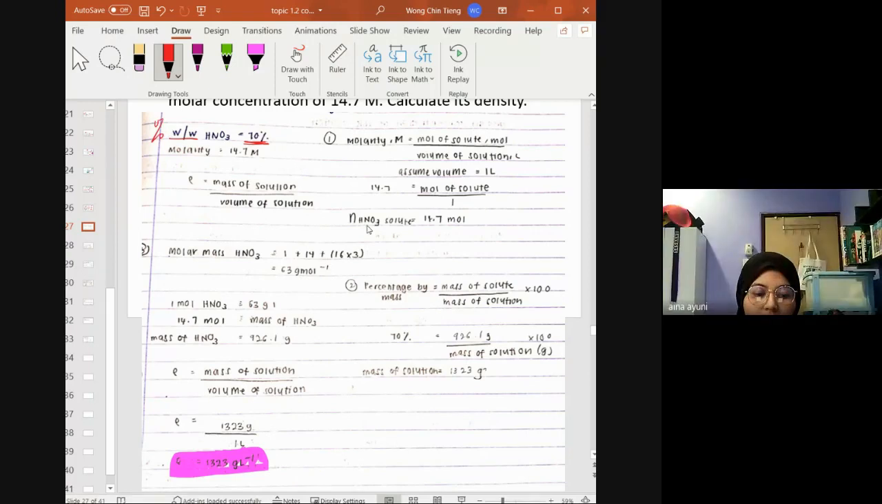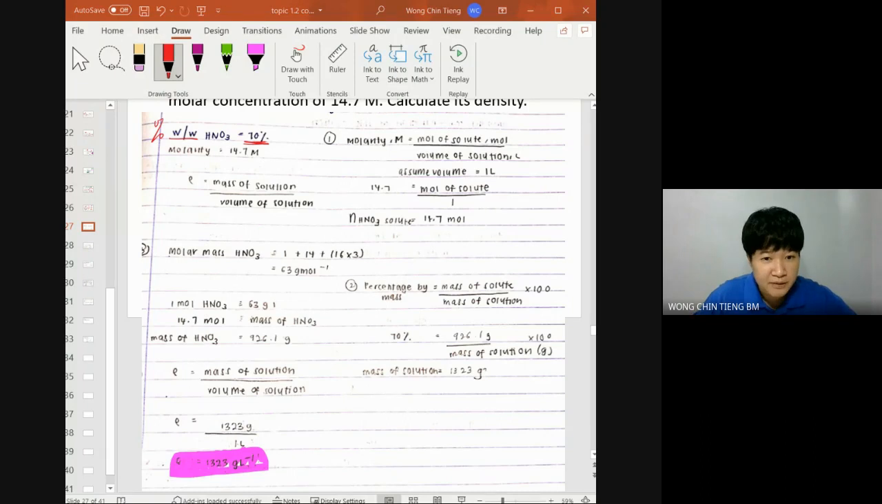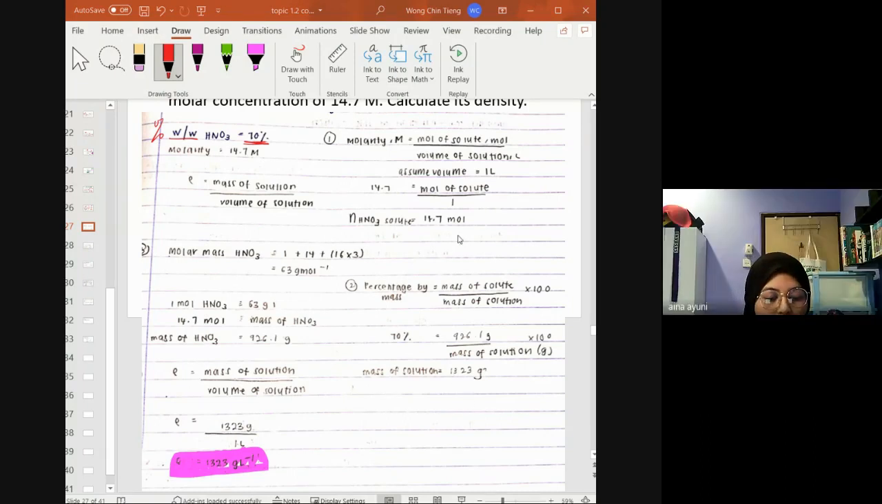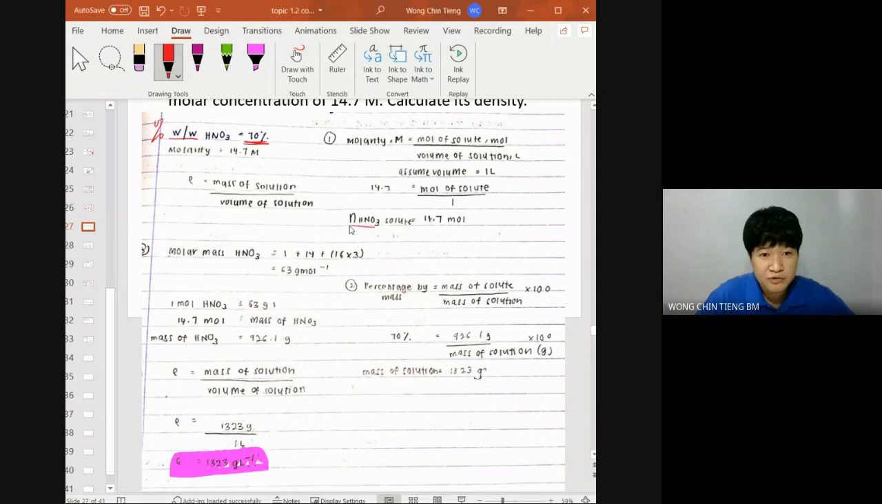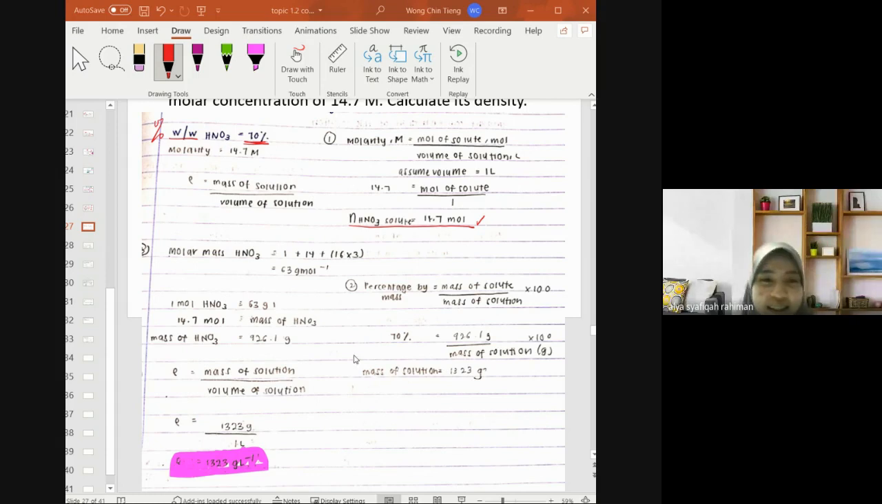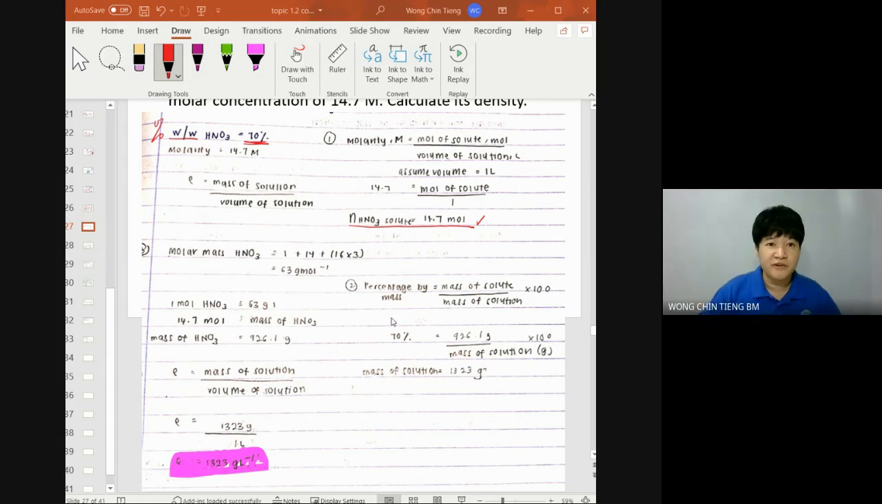Number of mole. Number of mole siapa? Kat mana? Number of mole HNO3 ada 14.7 mole. Lagi. Come on, try. If you can find the mistake... Alia? Dekat formula density tak ada unit. Perfect. First thing, jawapan dia betul, jawapan dia tak salah.